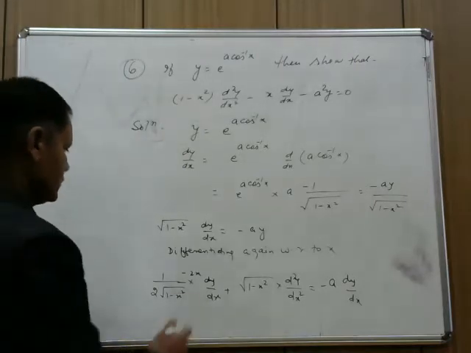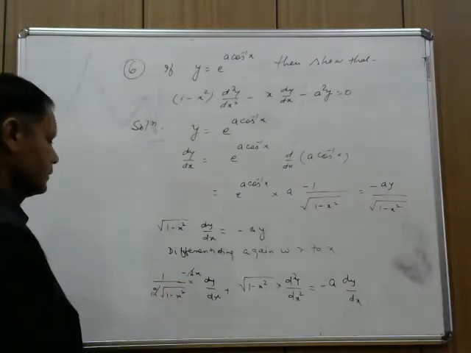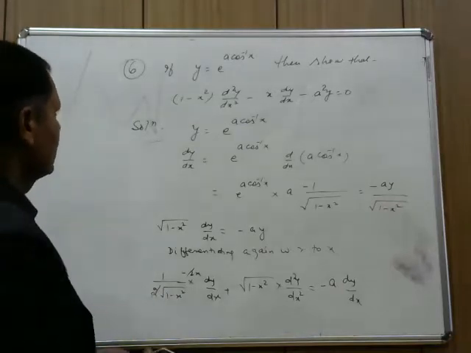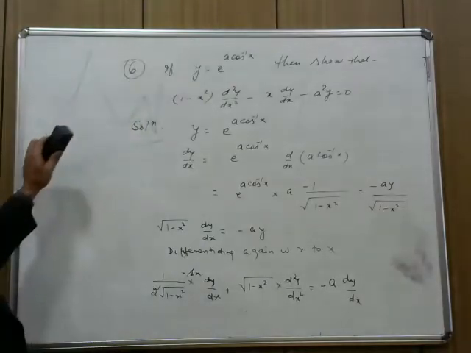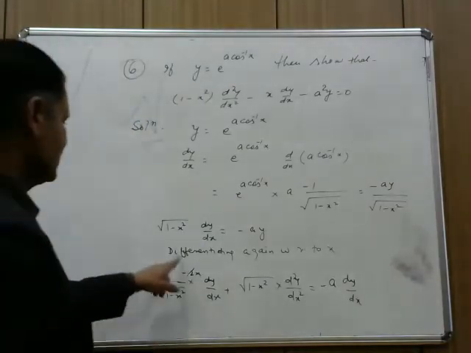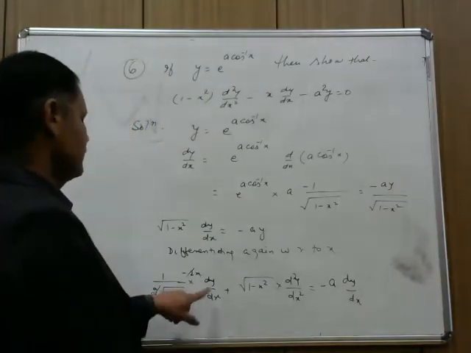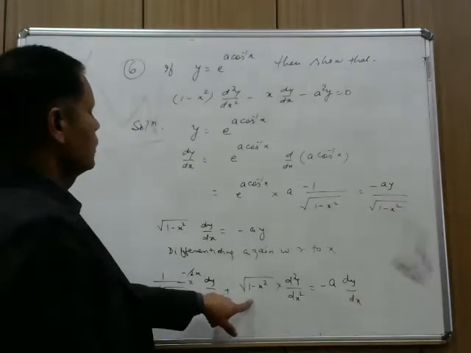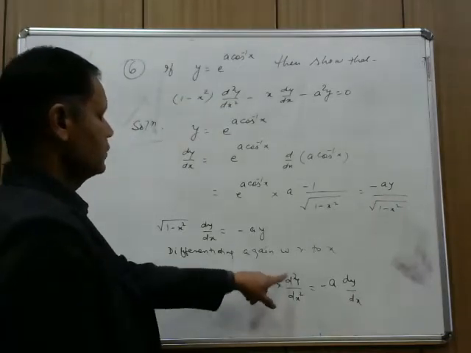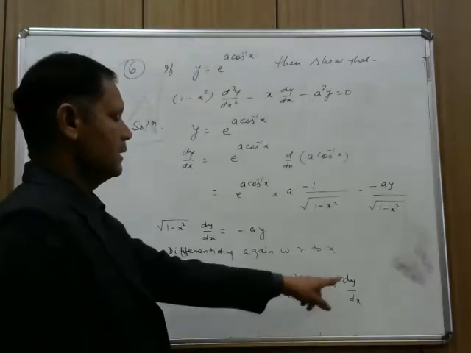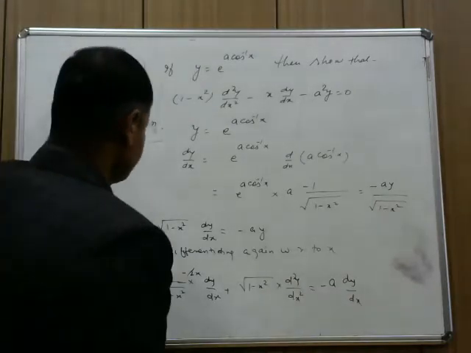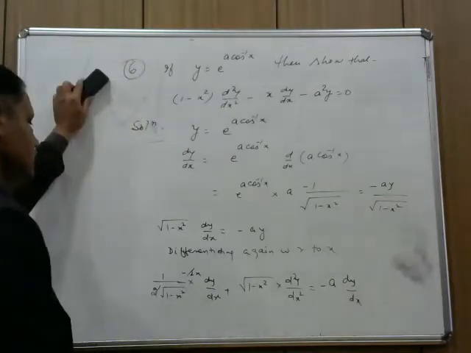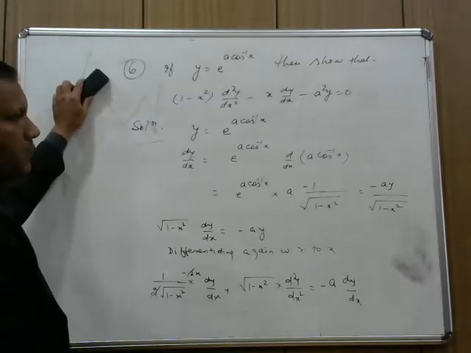So now this 2 and 2 is cancelled. Now we will have the second term: (−x)/√(1−x²) dy/dx + √(1−x²) d²y/dx² − a dy/dx = 0. And now multiply each term by √(1−x²).